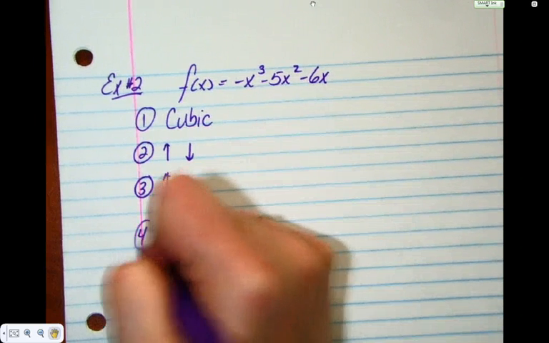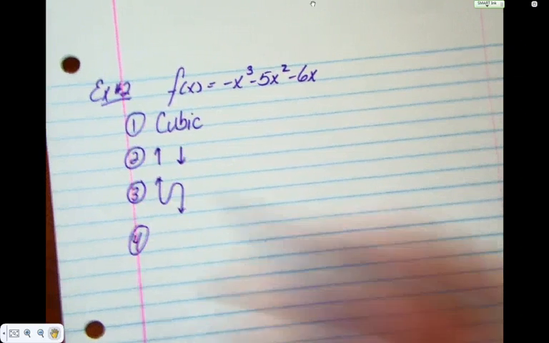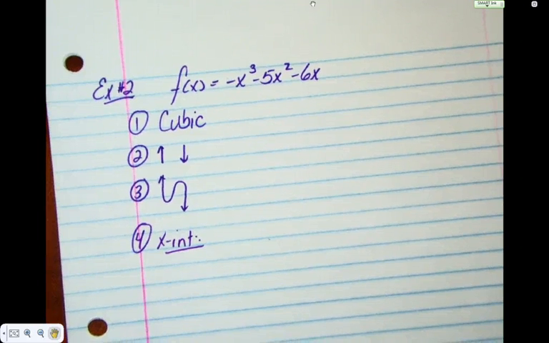Step number 4 is to get the intercepts. Which one would you like to do first, x-intercept or y-intercept? How do we calculate an x-intercept?